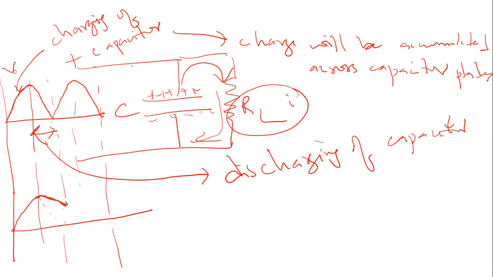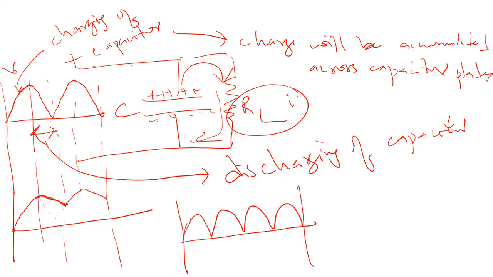Then subsequently another charging process will occur, and when the supply voltage is about to fall down, the charge accumulated across the capacitor will discharge again, and then it will go like this. So finally, instead of having this kind of signal here, where the voltage or current rises and drops to zero, rises and drops to zero, we will now have something like this.